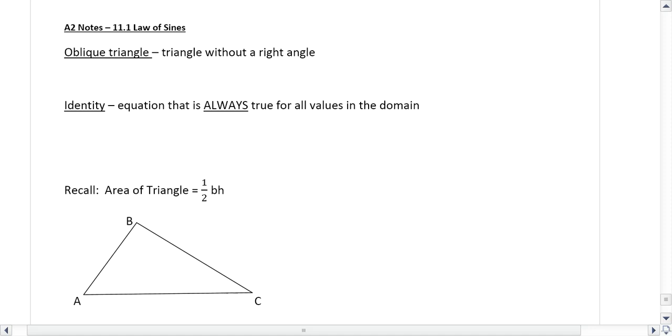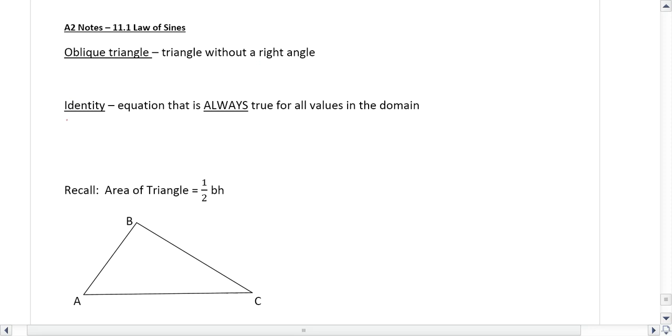We are beginning Chapter 11. In the last chapter, we used trigonometry in right triangles. Well, what about triangles that don't have a right angle? We need to learn some more trig in order to deal with them. So first of all, some definitions. An oblique triangle is defined to be a triangle without a right angle.